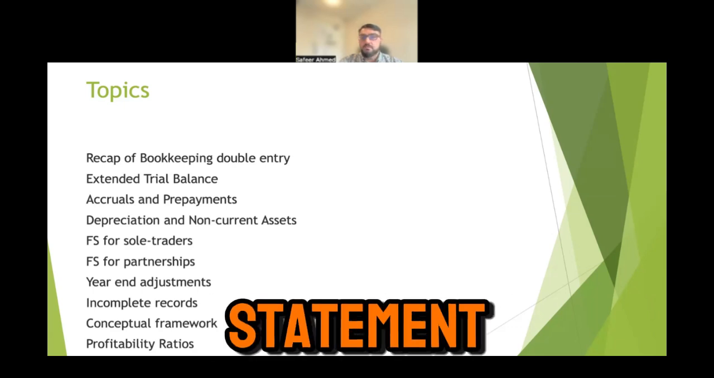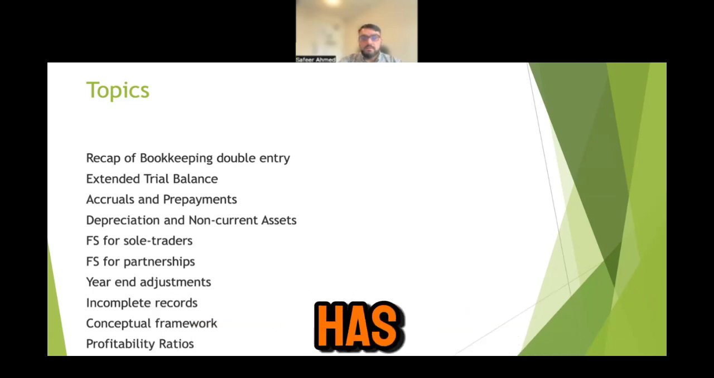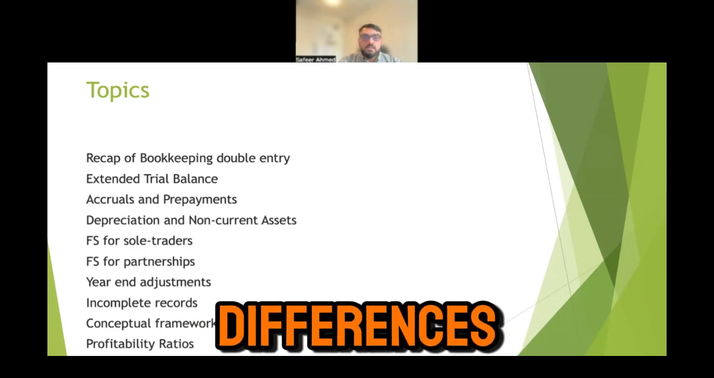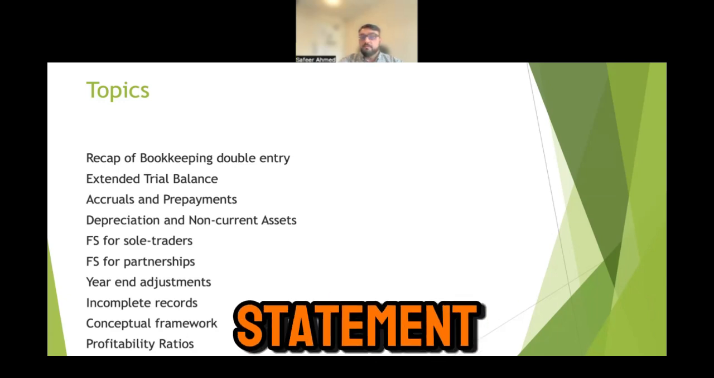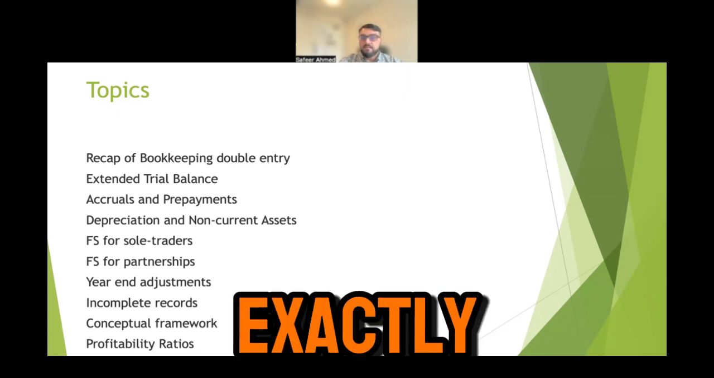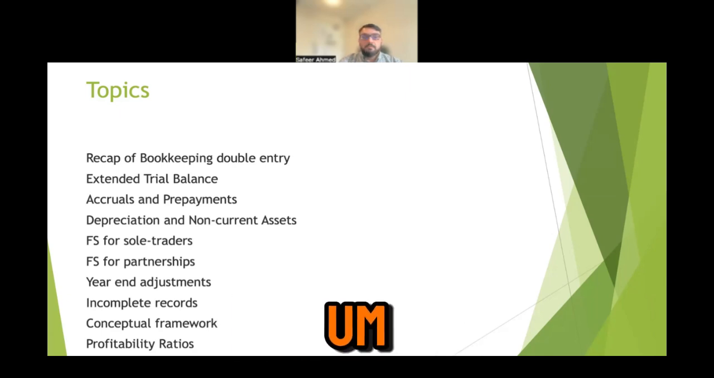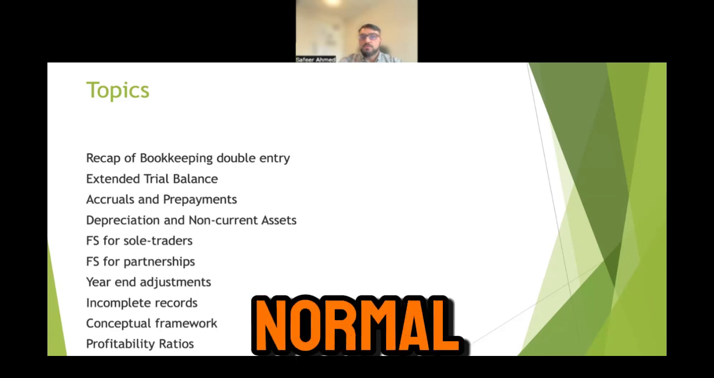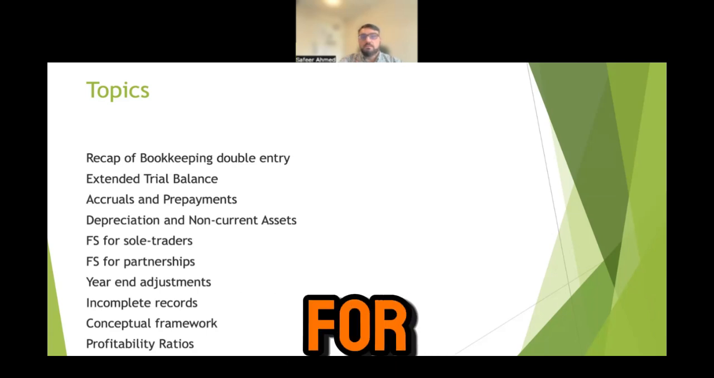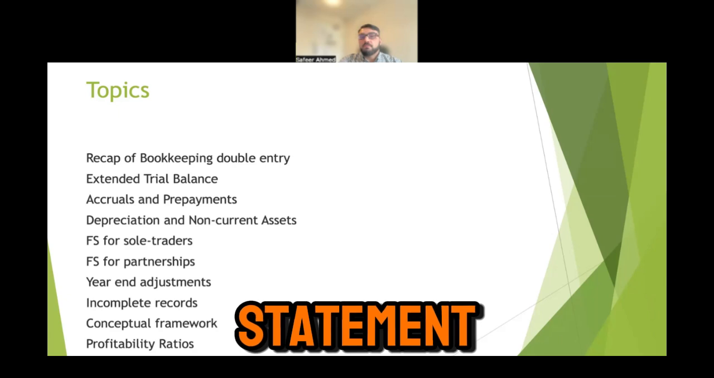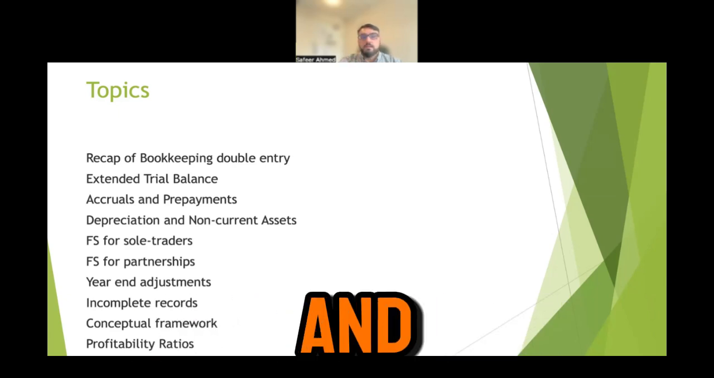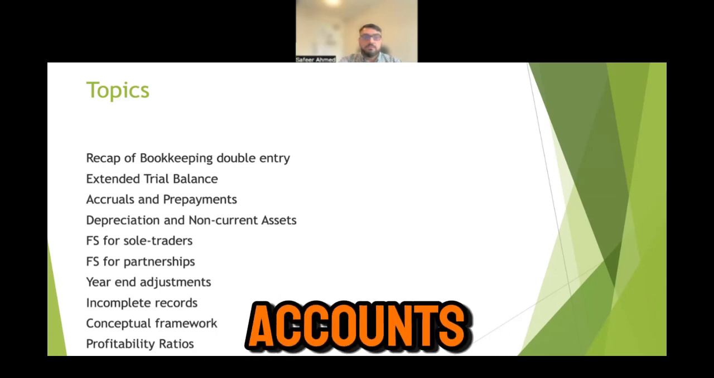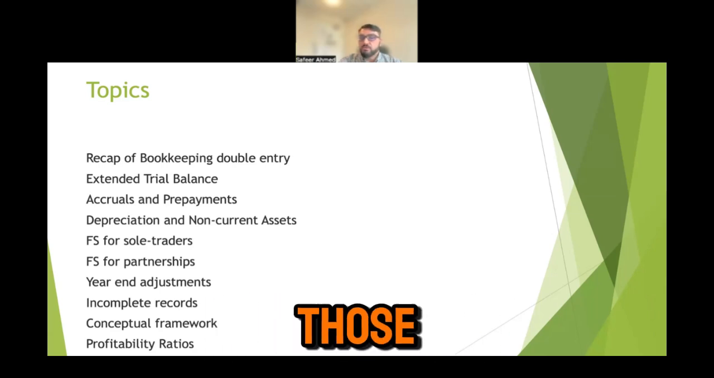And then we have financial statements for partnerships, which have some subtle differences, but not major differences. So, for example, the statement of profit or loss for a sole trader and the statement of profit or loss for a partnership are going to be exactly the same. And in addition to the normal statement of profit or loss, for partnerships, we also prepare a statement of profit and loss appropriation account as well. And obviously, partners' current accounts and partners' capital accounts, we prepare those as well.